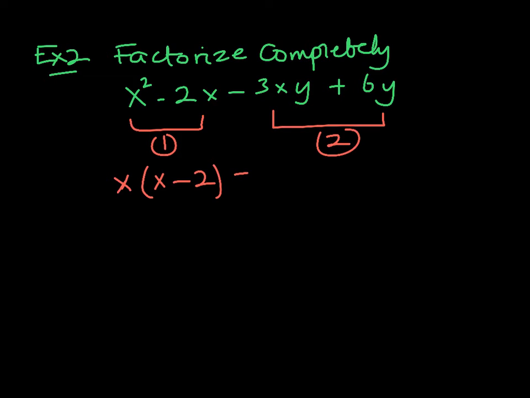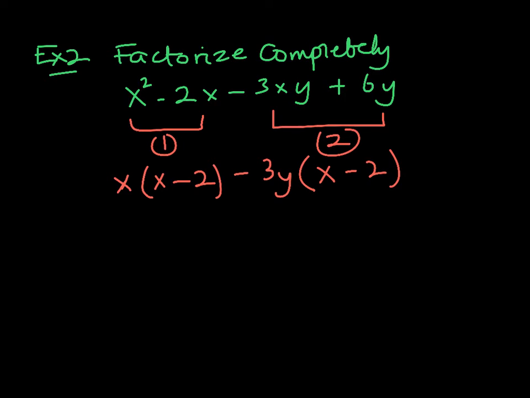Minus 3xy. So this time around, what is common between 3xy and 6y? Well, for one, 3 is common to both of them, and then y is common. So 3y. So in bracket, when you divide negative 3xy by 3y, what you have is positive x. And then when you divide 6y by negative 3y, you have negative 2.